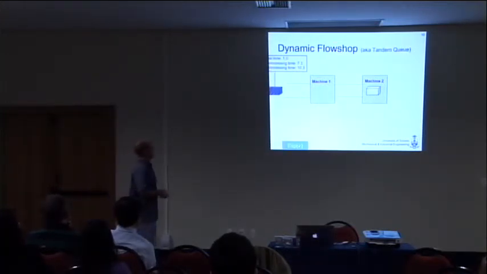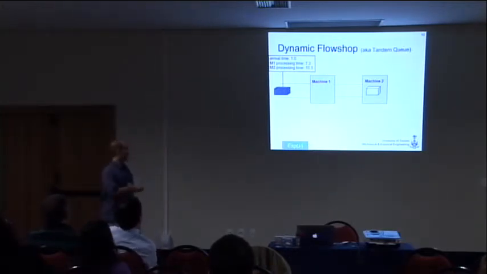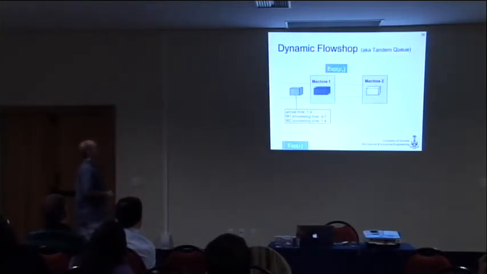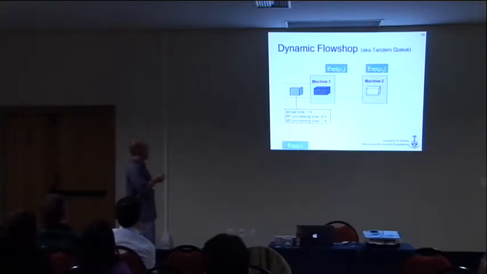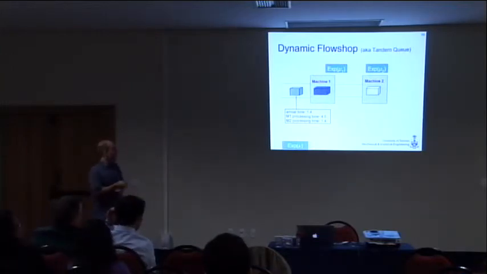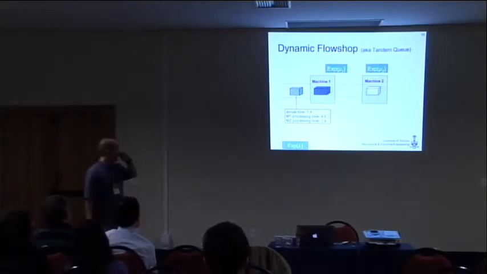Another activity will arrive. We're going to assume an exponential distribution with rate lambda in terms of the arrival rates. Again, you see this. Another activity arrives. And also, standard queuing stuff, we're going to assume that the service time on machine 1 is exponential with a rate of mu1, and exponential with a rate of mu2 on machine 2.